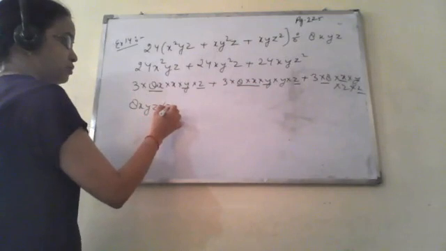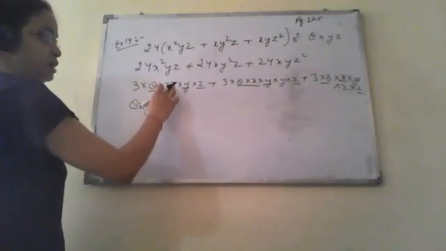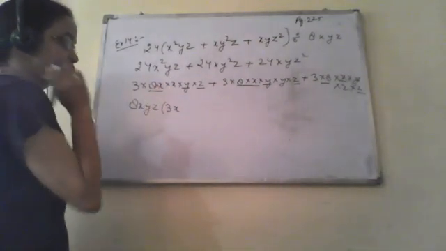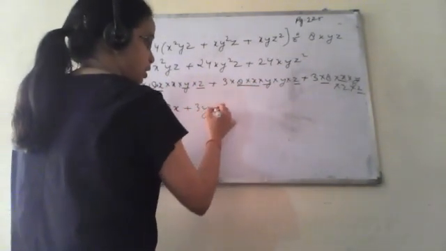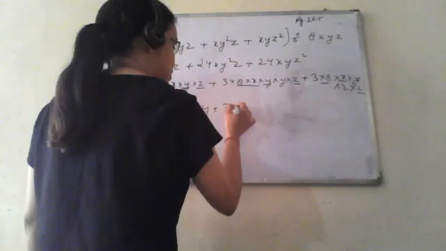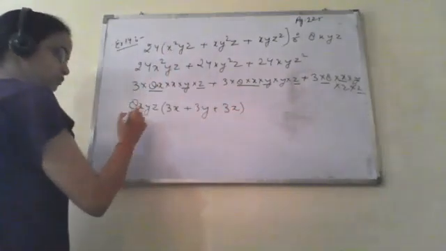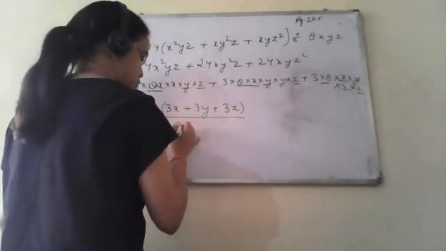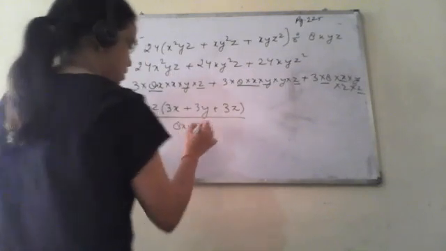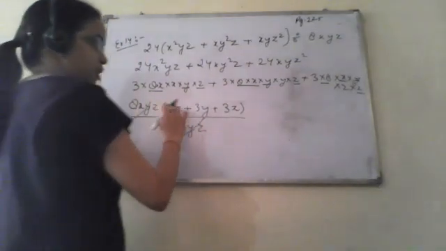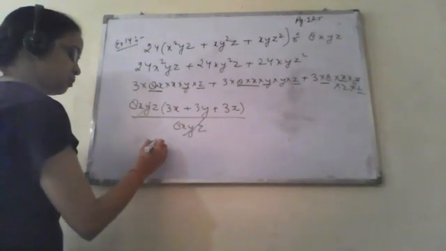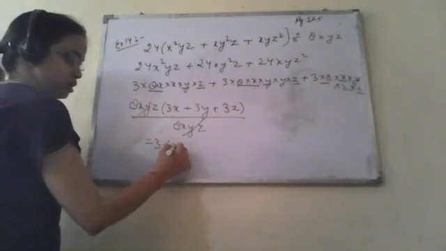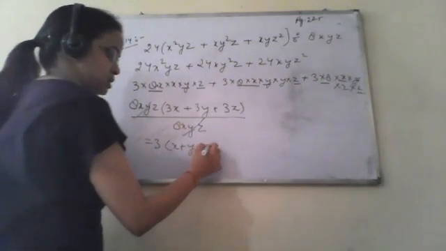Now what we are left with, this is 3 and this is 3x, clear. Now this is 3y and from that we have 3z. So it was supposed to be divided by 8 x y z. Now this will get cancelled out. What we are left with is 3x plus 3y plus 3z. Now further we can take 3 common, so this will be 3 into x plus y plus z.